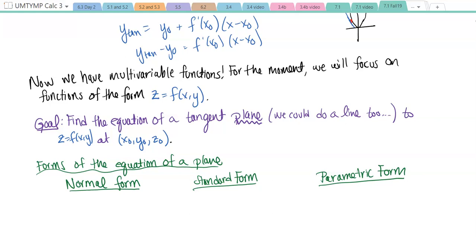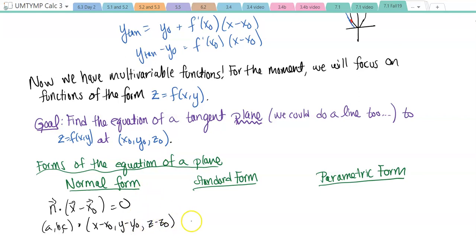There's normal form, which might be the one that's the most rusty, where we take a normal vector and dot it with our x vector minus our point x0, and technically we can think of that as being equal to 0. Generally this has the form of a, b, c dotted with x minus x0, y minus y0, and z minus z0, is equal to 0.